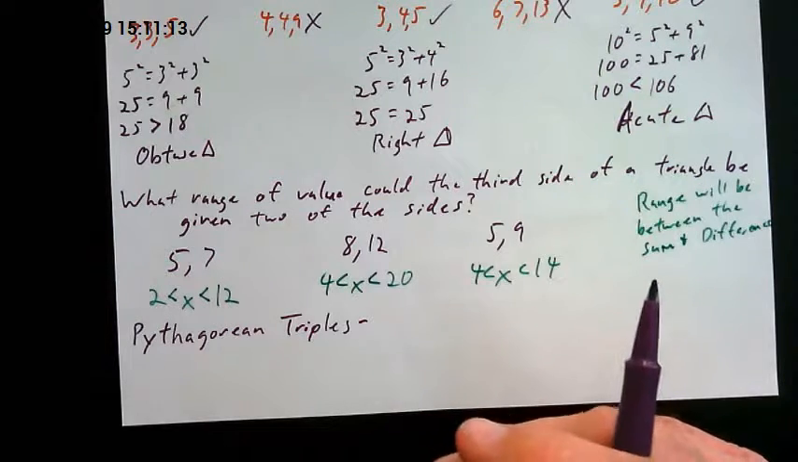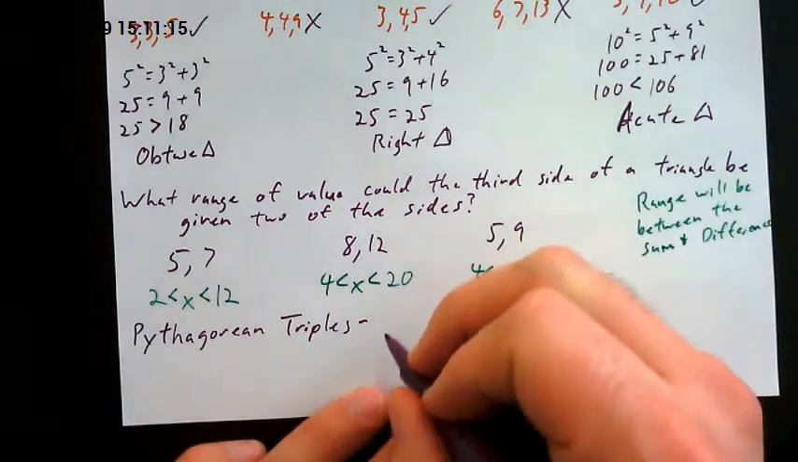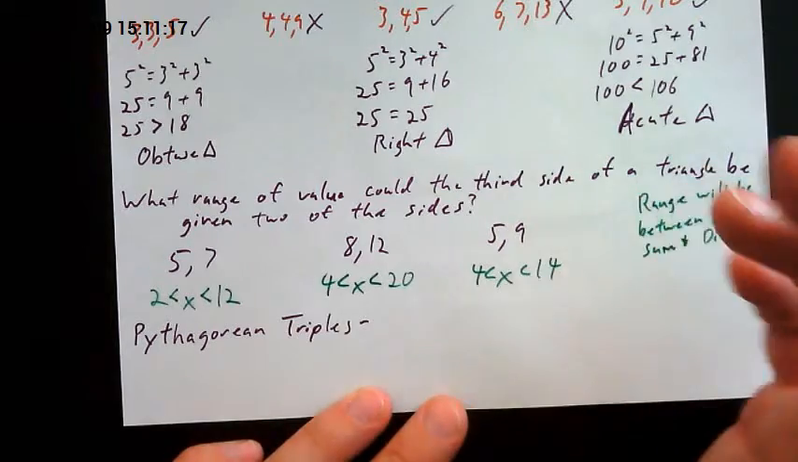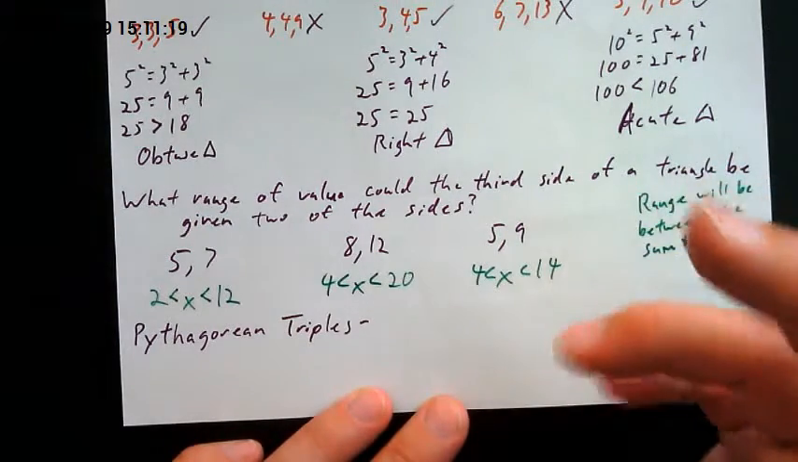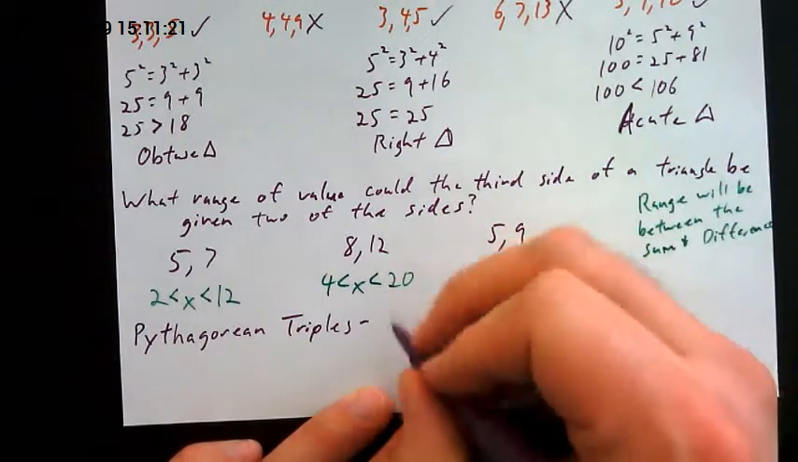Pythagorean triples. There are a couple different ways that you can define a Pythagorean triple. I think the definition I like the best is that Pythagorean triples are when all 3 sides of a right triangle are whole numbers.